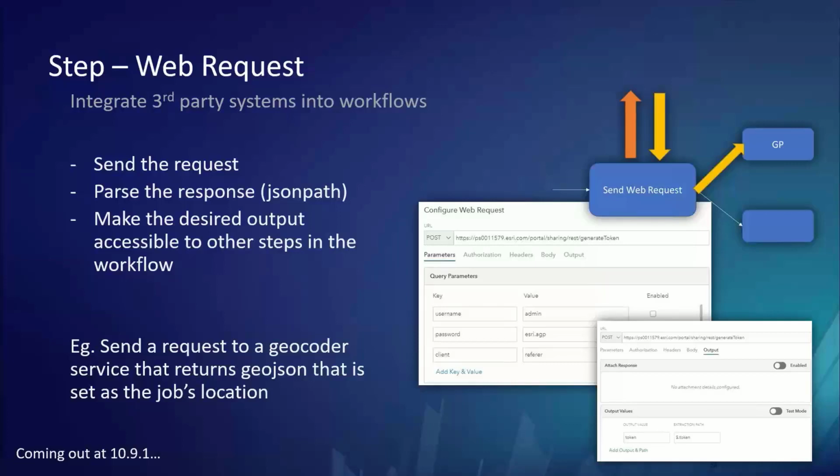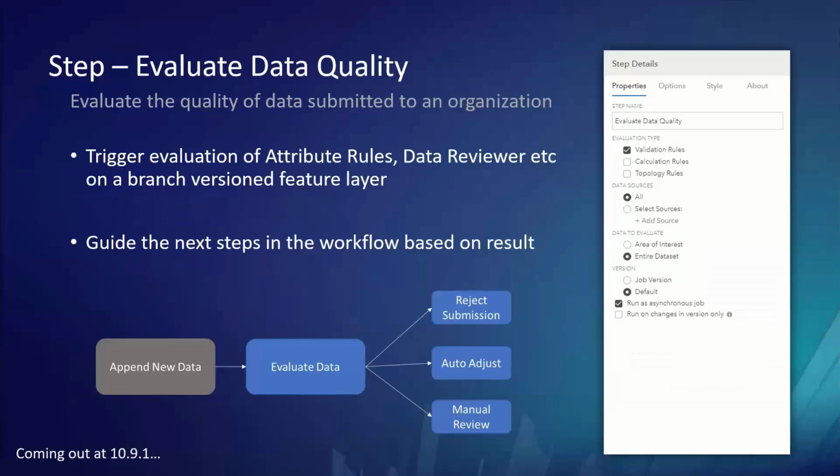So you could send a request out, say, to a geocoder service that returns GeoJSON, and that can then be turned into the job's location or fed into a GP service. This is coming out at 10.9.1, which is a fall release of this year. So something exciting. Also coming out is an evaluate data quality step.